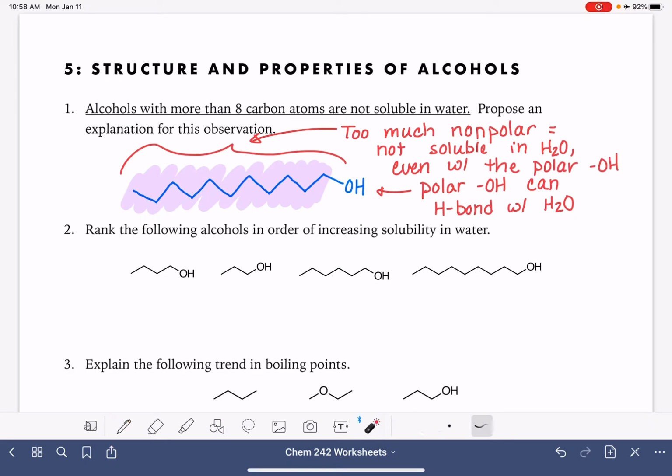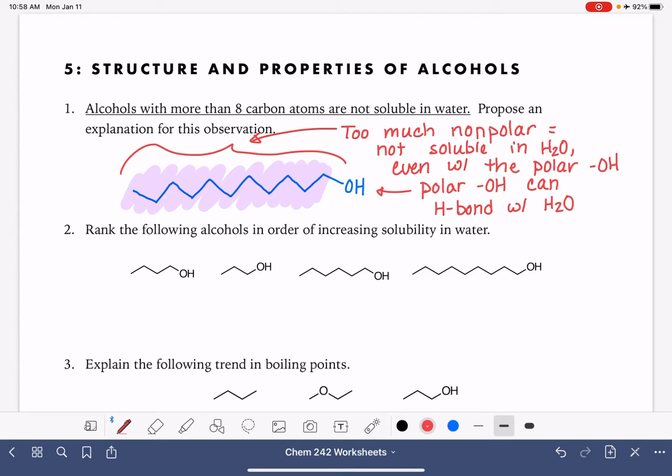Different textbooks have different cutoff points for the solubility of alcohols in water. The textbook that I use gives 8 as the limit for the solubility, but you might see a slightly different number. The next question is asking us to rank these alcohols in order of increasing solubility in water.